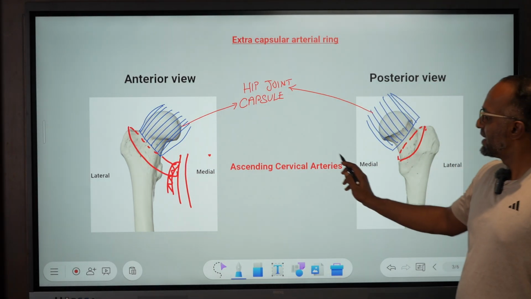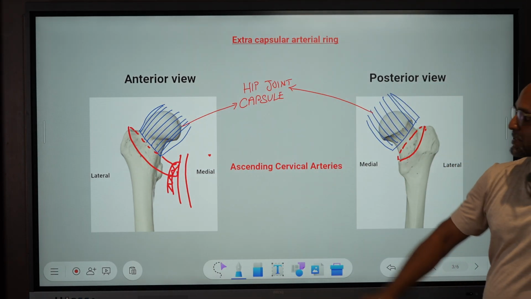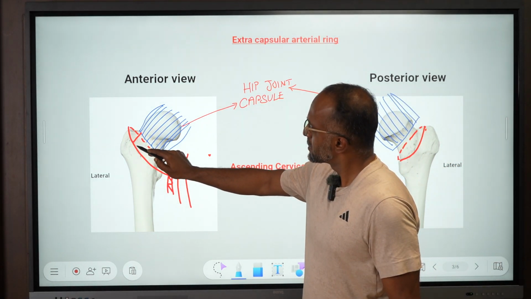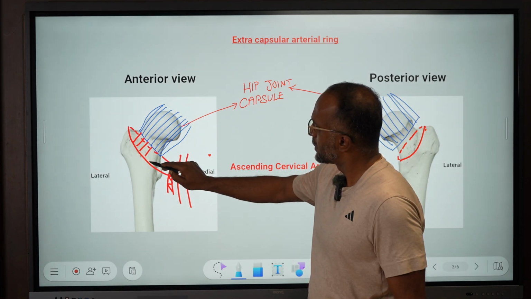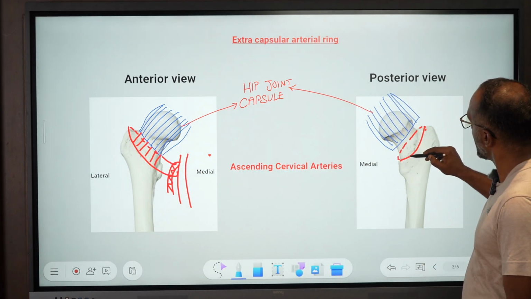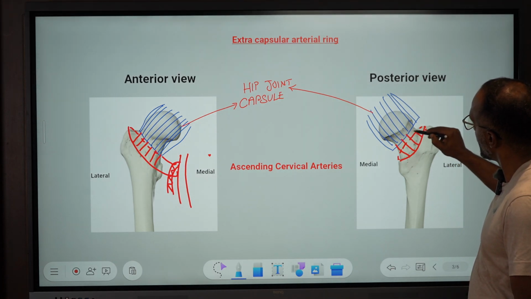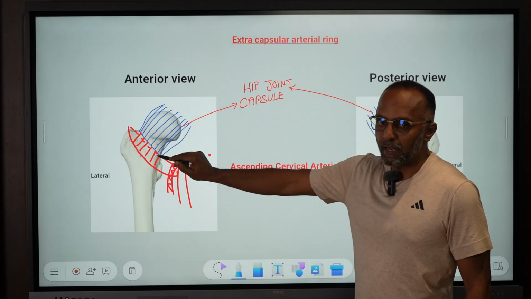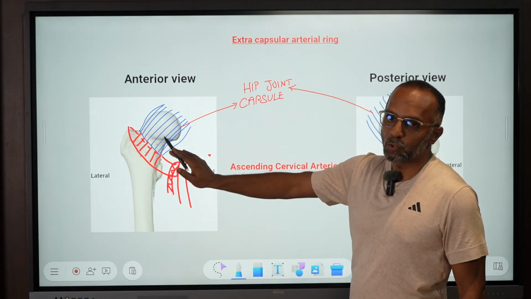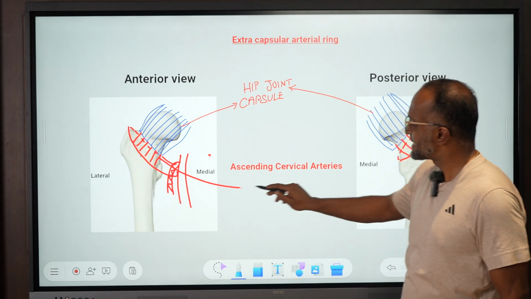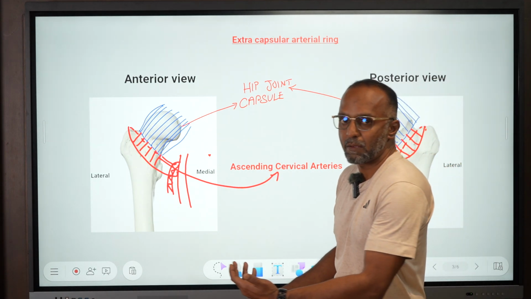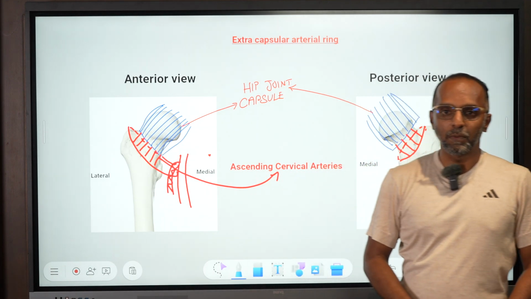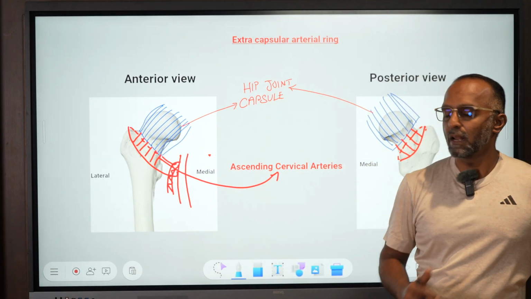Okay. Now, what are these ascending cervical arteries? From this extra-capsular arterial ring, arterial branches course along the surface of the neck of the femur. From here it goes to the front and back of the femur. So these branches which arise from the arterial ring and go along the surface towards the head of the femur are called ascending cervical arteries. It is called ascending because it is going up, and it is called cervical because it is along the neck of the femur. That is why it is called ascending cervical arteries.